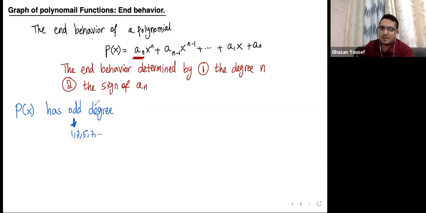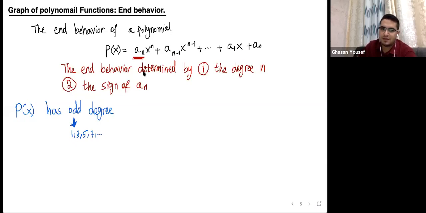The degree is the highest exponent. Yes, Jeline, this is correct. The highest power, not any power. The highest power is an odd number. Okay? The highest one.